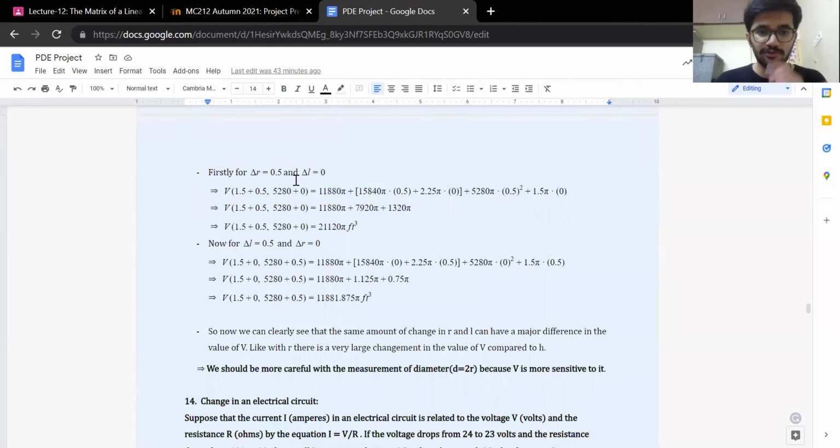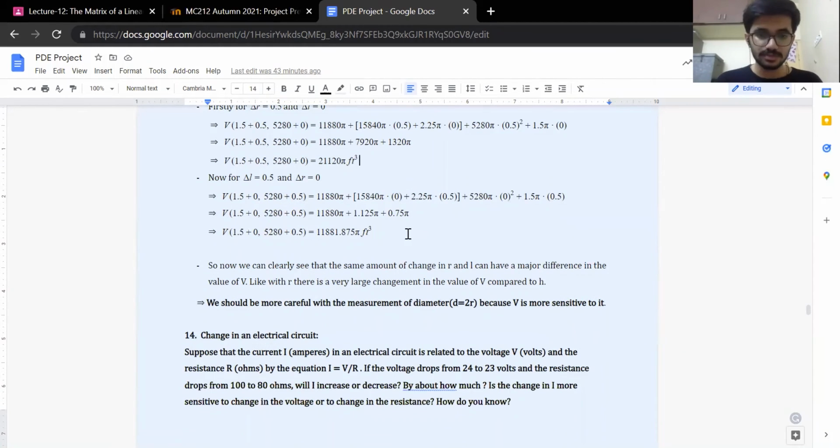So we found that if we increase R by 0.5, we get this much change in volume, and with the same amount of change in length, we get this much. So clearly you can see that the volume is more sensitive to the radius. So we should be more careful in measuring the diameter of our pipeline.